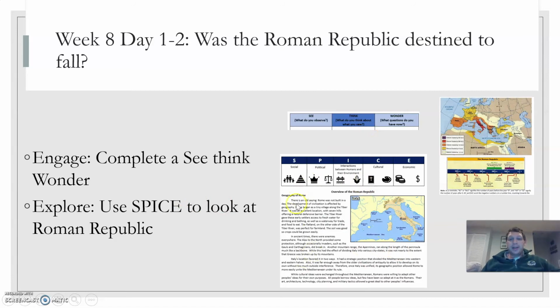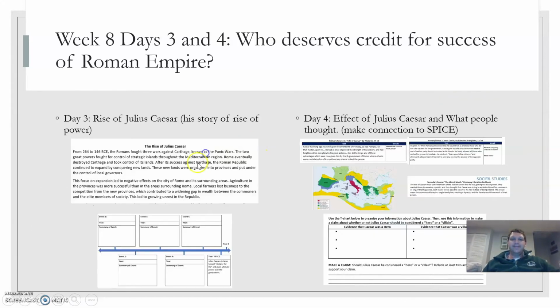Really, if I were doing it, I would stress to you that you should start annotating on day 1 and finish annotations on day 2 and fill out the chart.